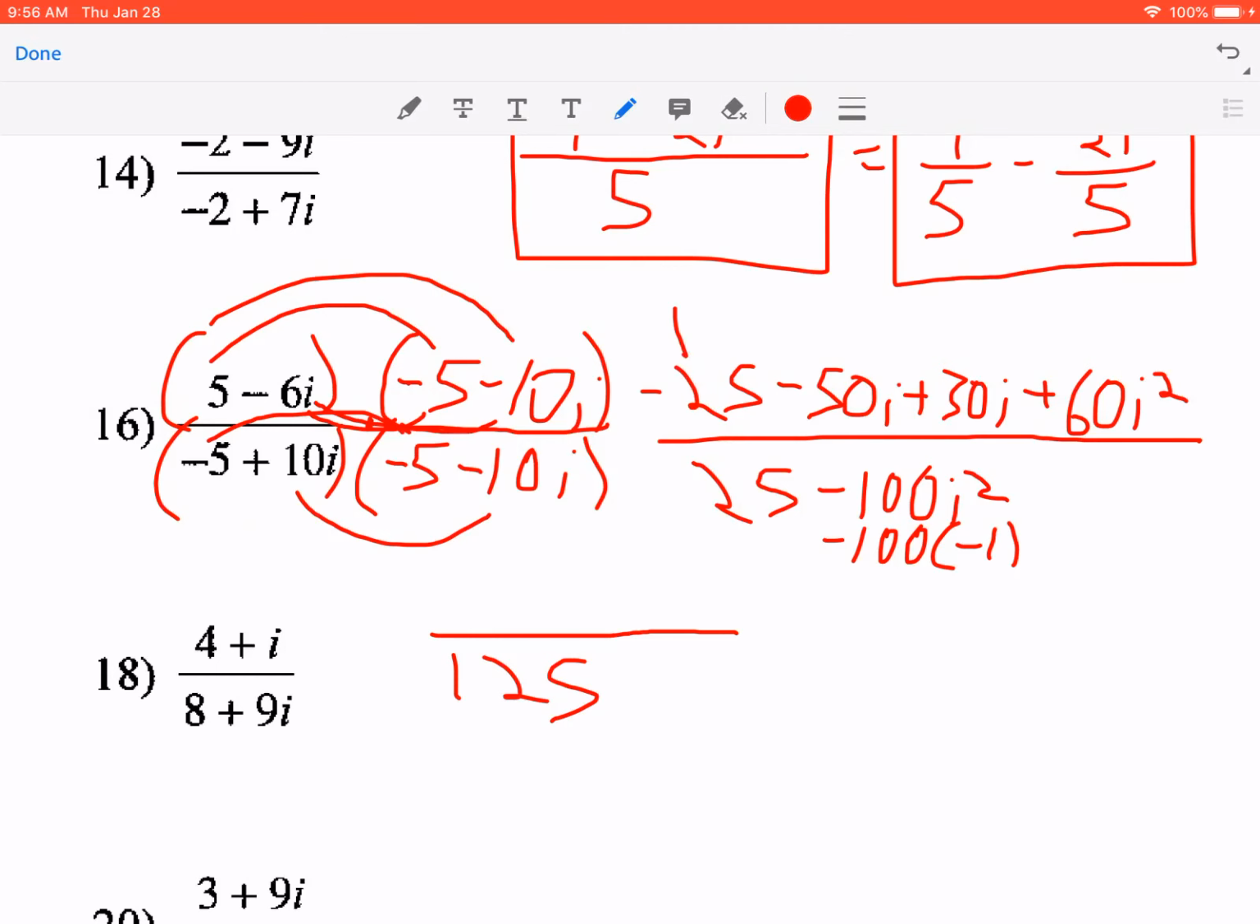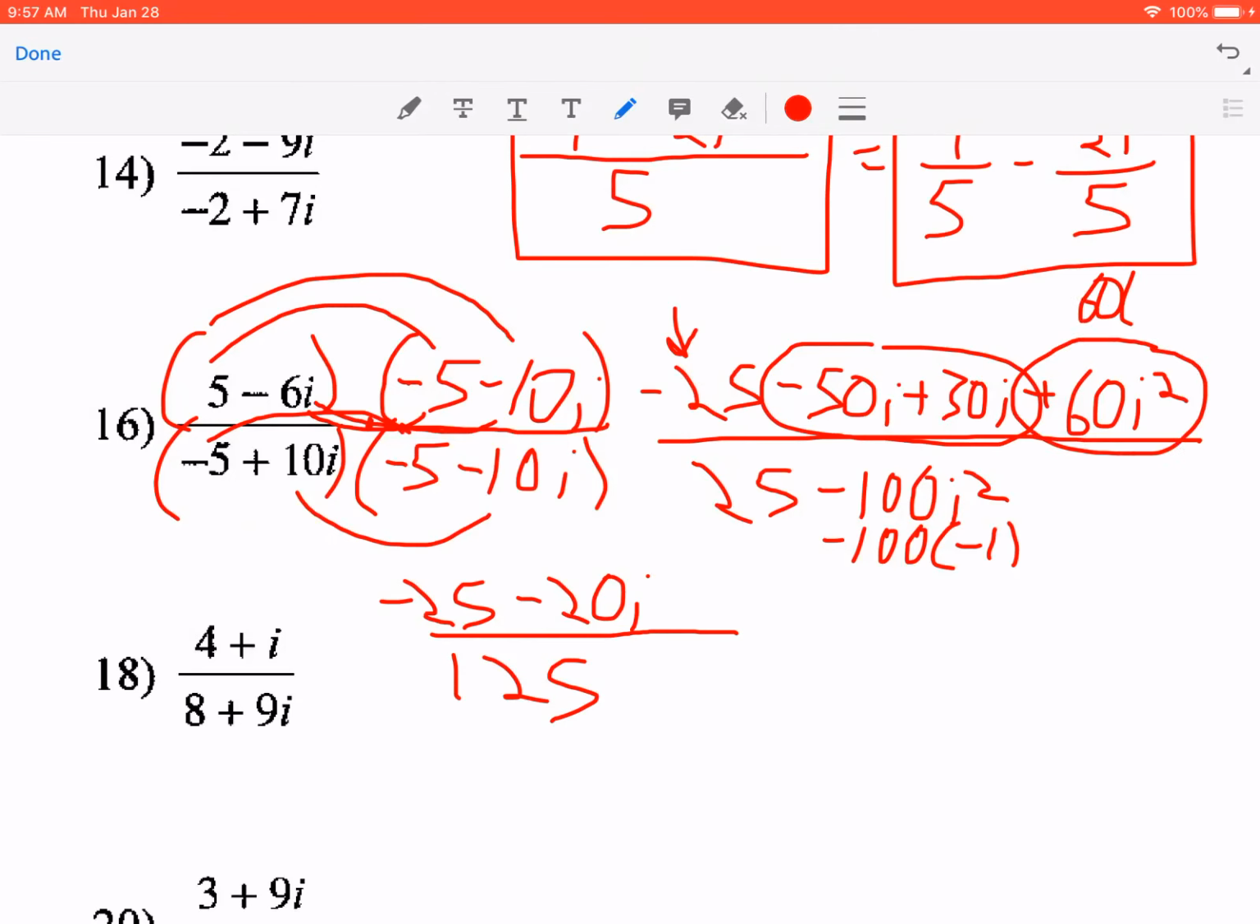On the top, you should have a negative 25. What's a negative 50i and a positive 30i? Wouldn't that be minus 20i? But then don't forget this right here. 60i squared is the same as 60 times negative 1. So wouldn't that be minus 60? Okay, so who can still go with who? Can a negative 25 and a negative 60 go together? So what would that be? Negative 85 minus 20i. Remember, real number first.